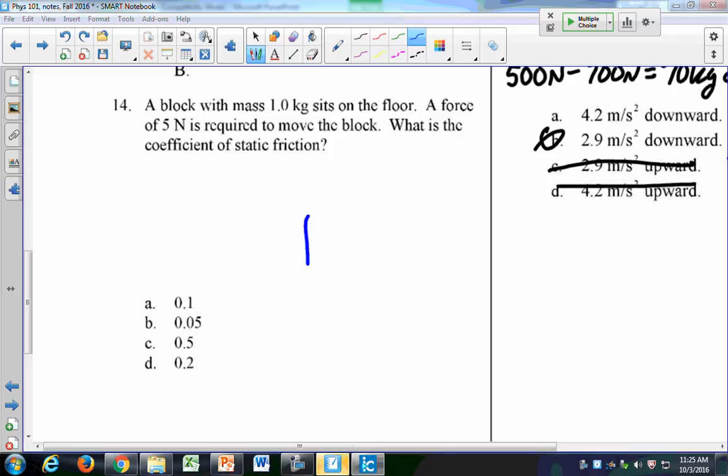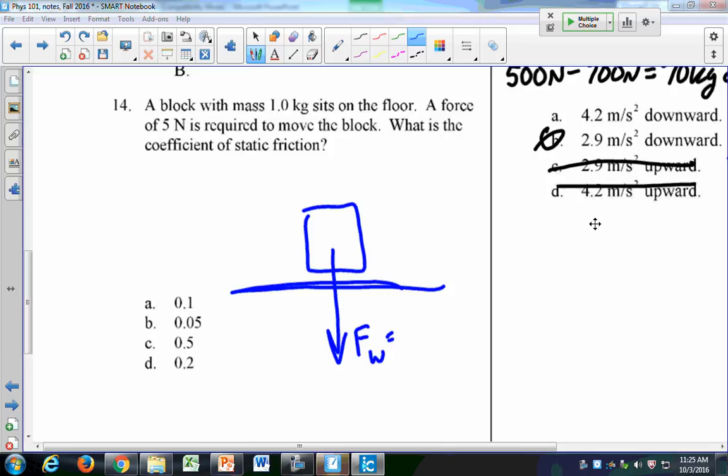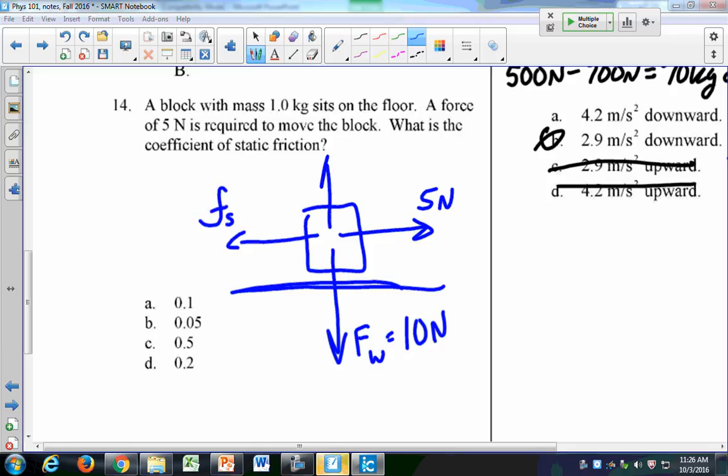So I have this block. It just sits on some surface. It has a mass of 1 kilogram. That means the weight is equal to 1 kilogram times 10 meters per second squared, or 10 newtons. It says that a force of 5 newtons is required to move the block. And so what is the coefficient of static friction? So what is Fs? And I also know that my normal force is up here as well. I want to know what is mu. Fs is less than or equal to mu s times the normal force.